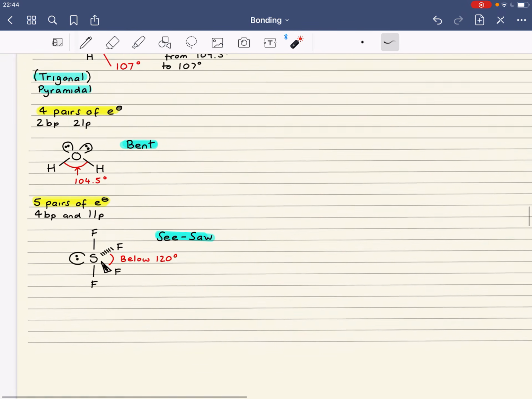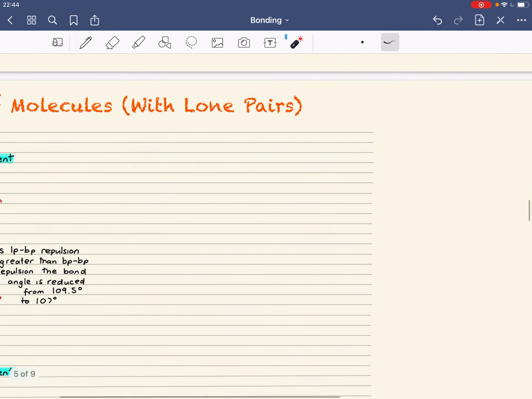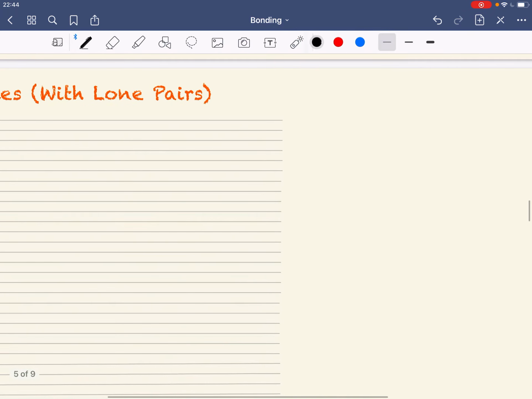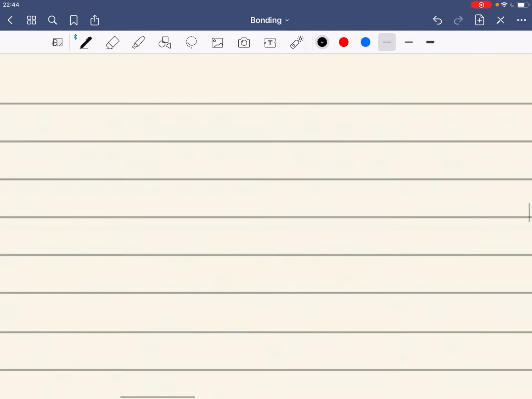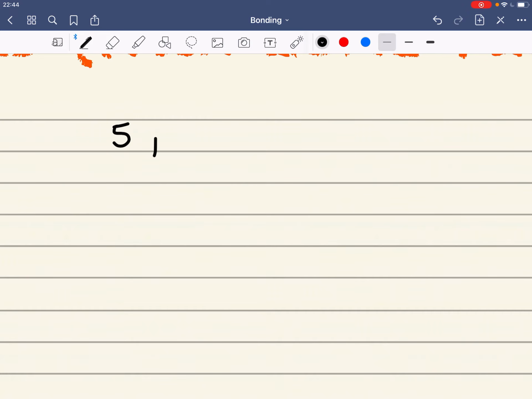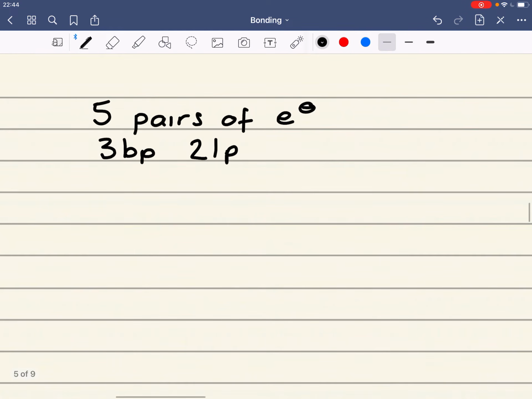We're going to move on now and look at the next example where we've got 5 pairs of electrons. So I've now got 5 pairs of electrons. I'm now going to introduce another lone pair. So I've now got 3 bonding pairs and 2 lone pairs. Again, this is quite a common one. An example here would be BrF3.